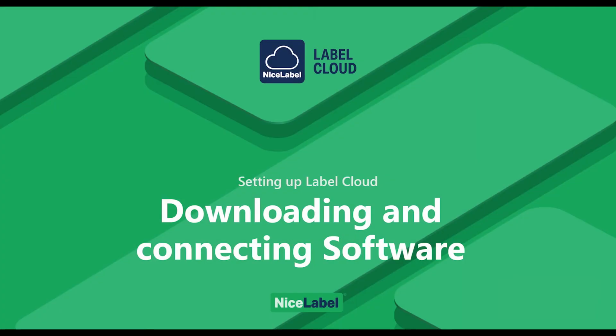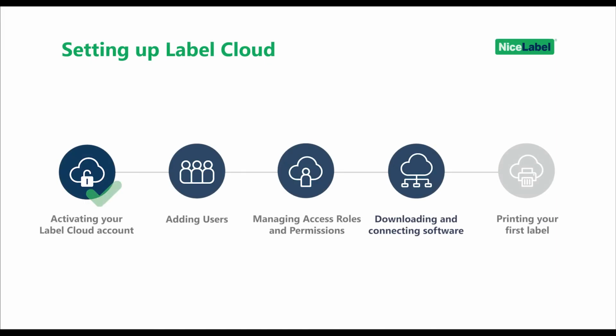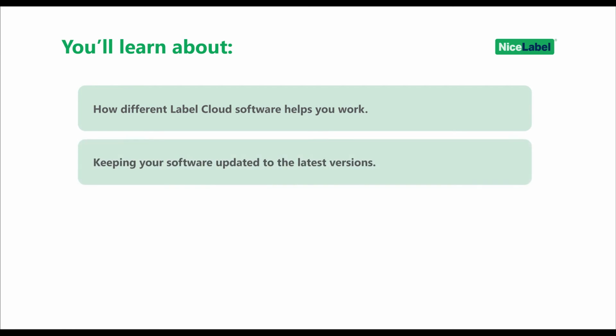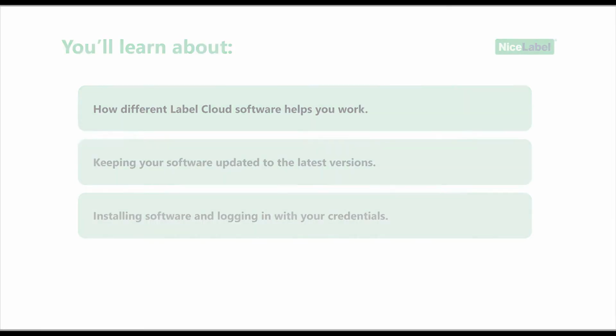In this video, you'll learn about downloading and connecting software. So far, we've activated your Label Cloud account, added users, and managed access roles and permissions. Now you can download Label Cloud software and connect your software with your Label Cloud account so you can start printing. In this video, you'll learn about how different Label Cloud software helps you work, keeping your software updated to the latest versions, and how to install NiceLabel software and log in with your Label Cloud credentials.